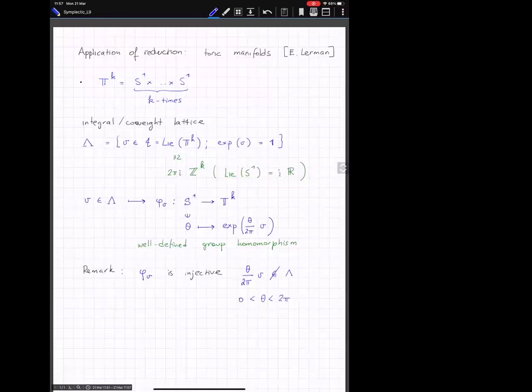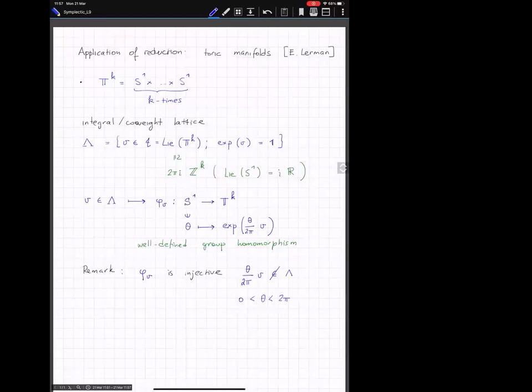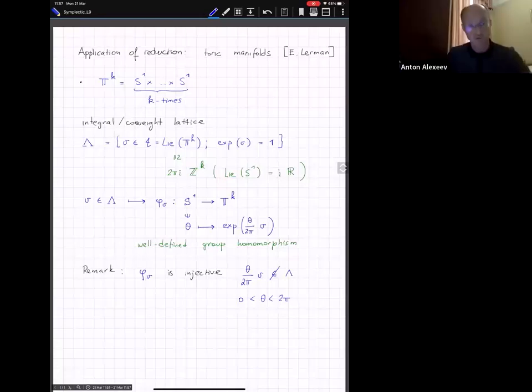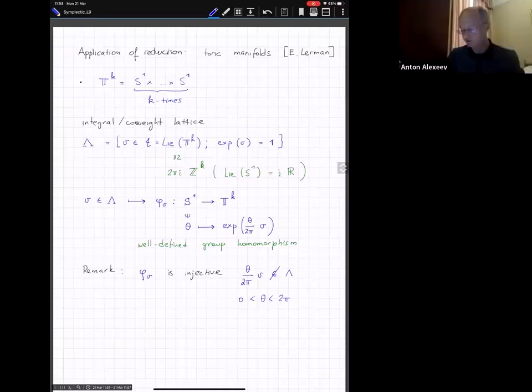Anton, isn't 0 in lambda? Sorry, no, but I say theta is bigger than 0 and smaller than 2 pi. But v may be 0, isn't it possible? Right. So v may be 0, okay, but then certainly the condition is not verified, because for any theta this multiple will be in lambda, and the homomorphism is not at all injective, right? Because it maps all the circle to the identity. Yes, but I think what I'm saying is still correct, right?